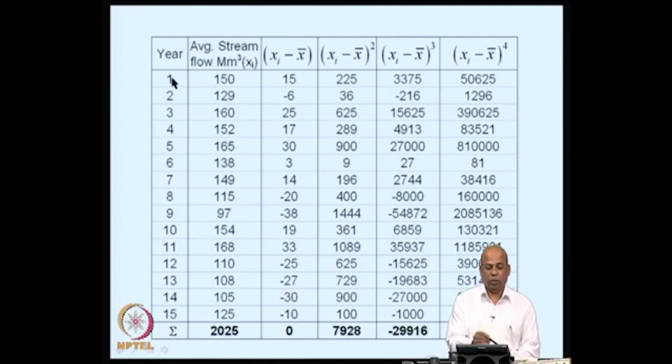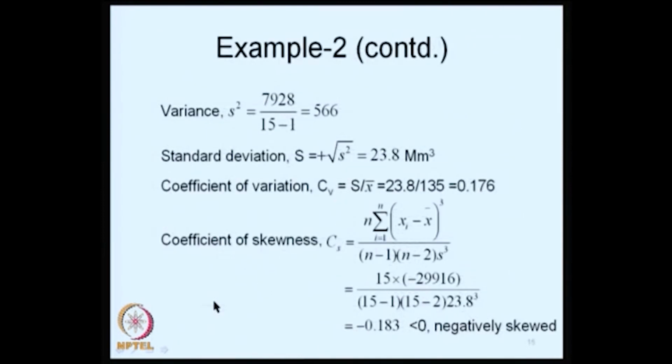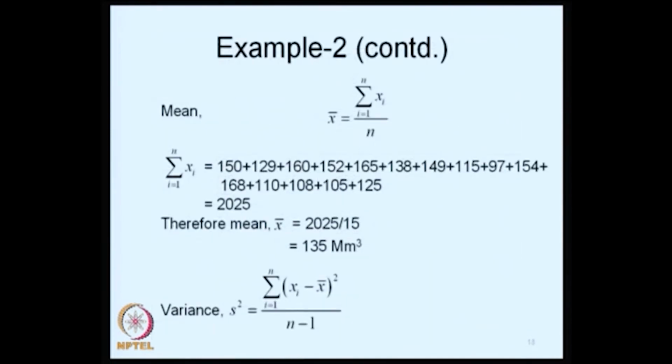So, this is I is equal to 1, I is equal to 2 etcetera, up to I is equal to 15, and these are the x I values: x 1 is equal to 150, x 2 is equal to 129 and so on. Sum it over, you get 2025, and 2025 by 15 gives you the mean, which was 135 as obtained before. So, this is your arithmetic mean.